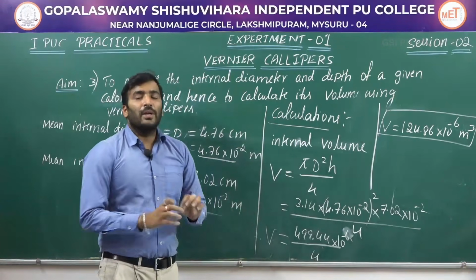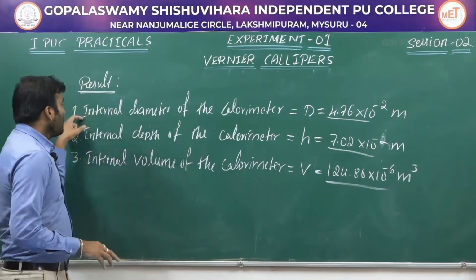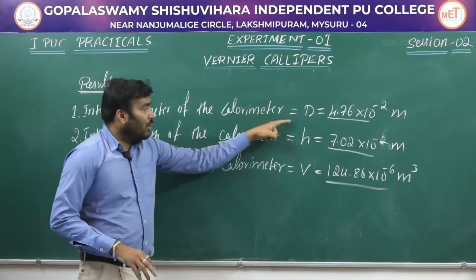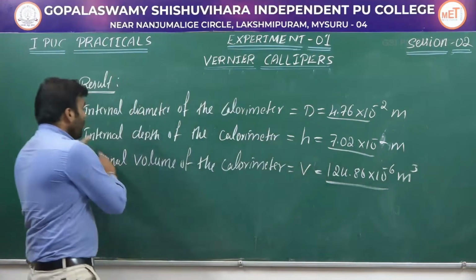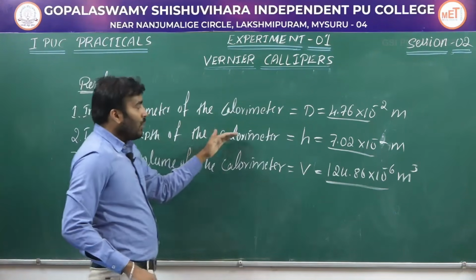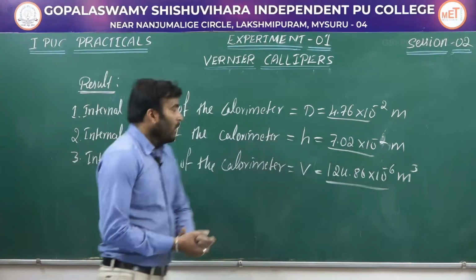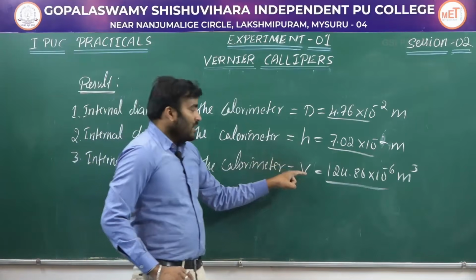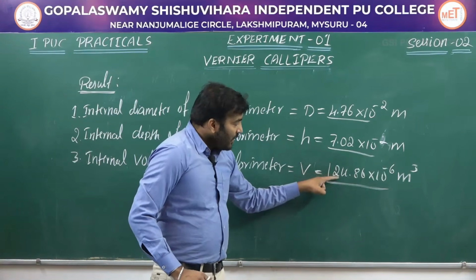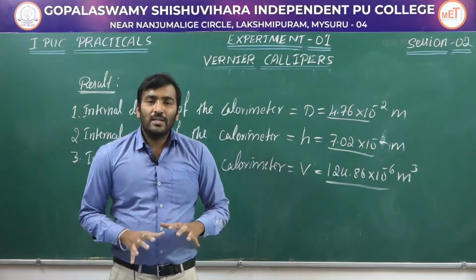For the final part of the experiment, let us write the result. The internal diameter of the calorimeter D is equal to 4.76 into 10 power minus 2 meter. The internal depth of the calorimeter H is equal to 7.02 into 10 power minus 2 meter. And finally, the internal volume of the calorimeter V is 124.86 into 10 power minus 6 meter cube. So that's all for this session.